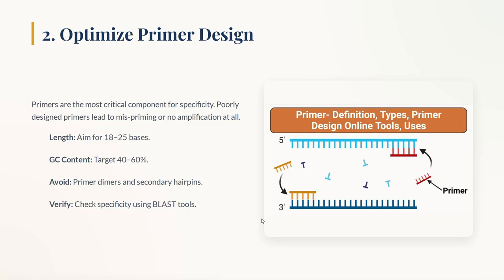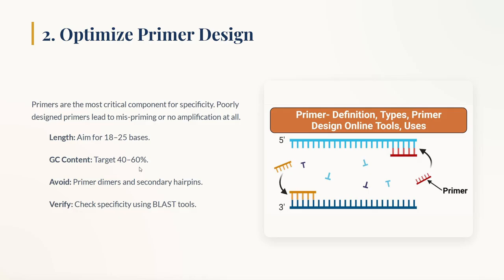Next is optimizing the primer design. Whenever we are designing primers, maybe you are doing normal primer designing or tetra primer designing, the basic things you should be very careful about are the length of primers. Don't go for too short or too lengthy primers. Aim for 18 to 25 bases. GC content is very important again, because if it is exceeding 60%, 65%, your GC bonds will not be breaking properly.